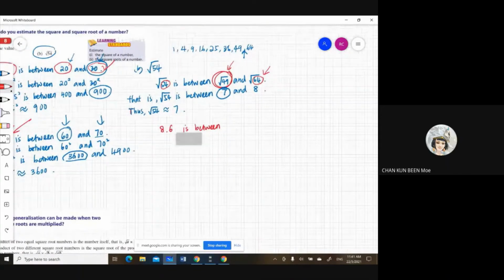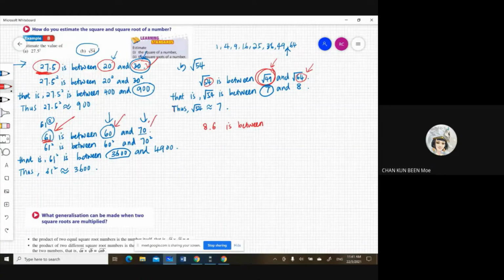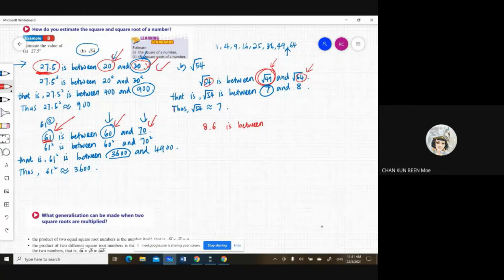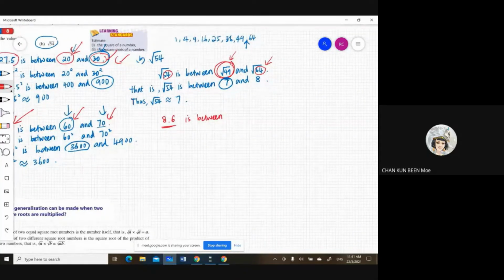Okay, you go back to the first few examples. Because that one involves tens, right? That one involves 10, so we find the tens value like that. But this one hasn't reached 10 yet. So the number that is less than 8.6 will be 8, and it's between 8 and the number that is greater than 8.6. Okay, the unit only, because the place value over here is unit. So it's between 8 and 9.